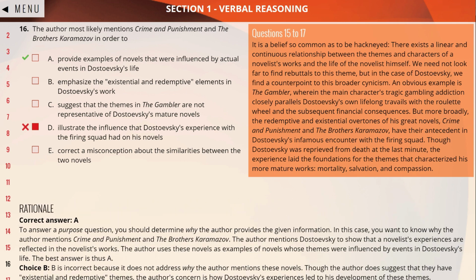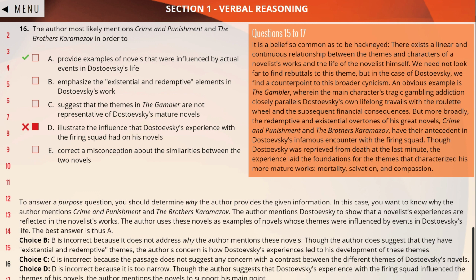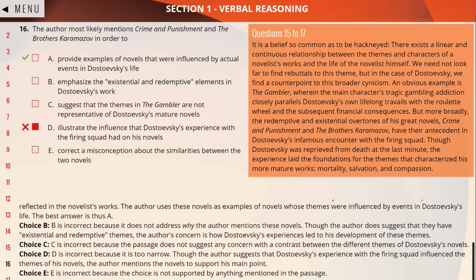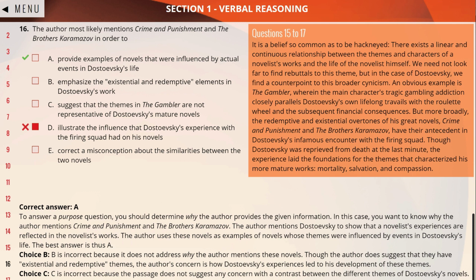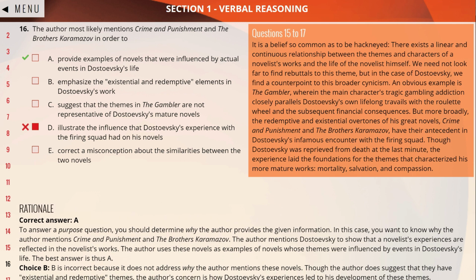Yeah, but he doesn't need to provide examples of novels. That's not why he mentioned those. To say, look, here are some novels influenced by actual events, because we already had that here. That's a really debatable answer. Maybe I'm just a sore loser getting it wrong, but I'm not too happy with that one. D is incorrect, it's too narrow, though the author suggests. The author mentions the novels to support his main point. In order to provide examples of novels that were influenced by actual events.